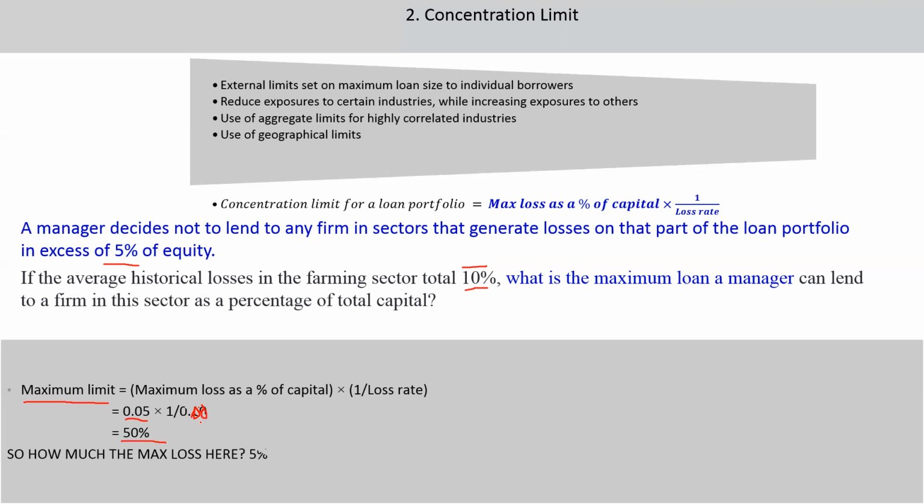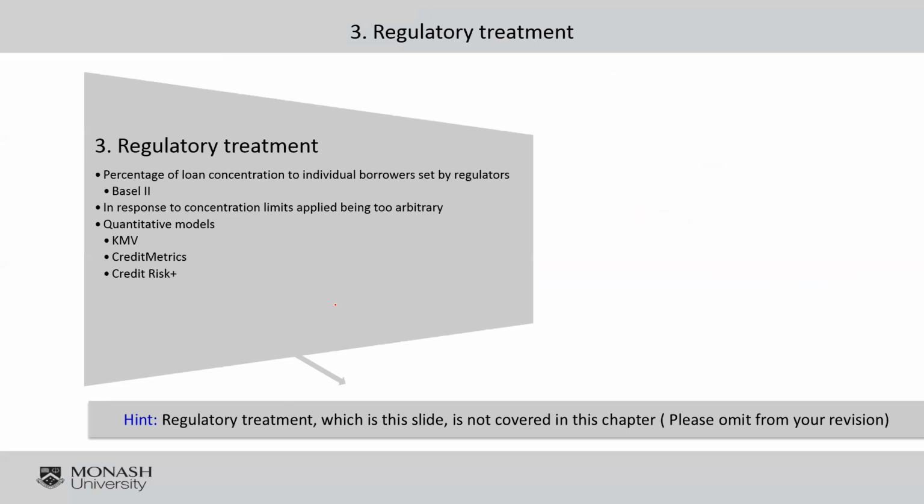That doesn't mean that you are financing from your capital. It's just that the capital will be the buffer of the losses. And you can do this for each industry. Now the regulatory models, actually, it's a percentage. They have the KB model, they have credit matrix, they have credit risk. I think we will talk about this in market risk. So maybe we just ignore this for a while.